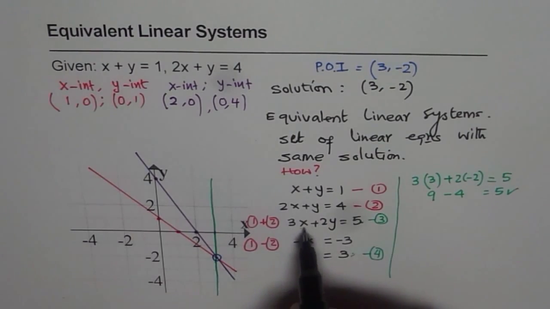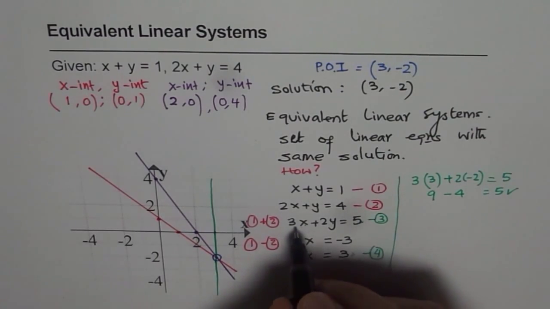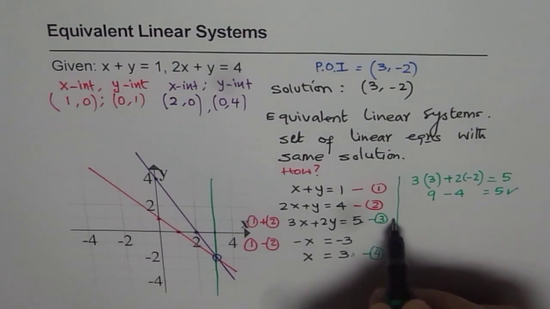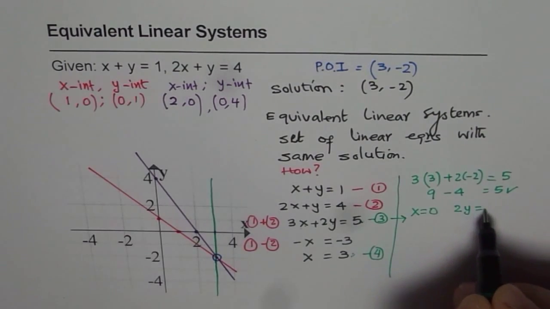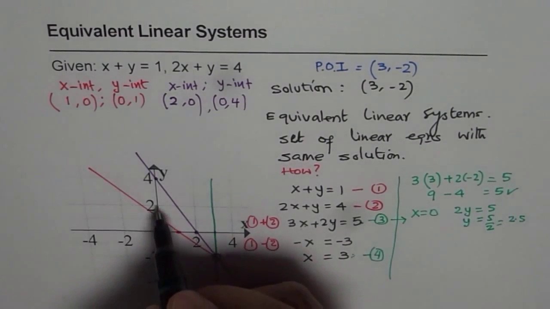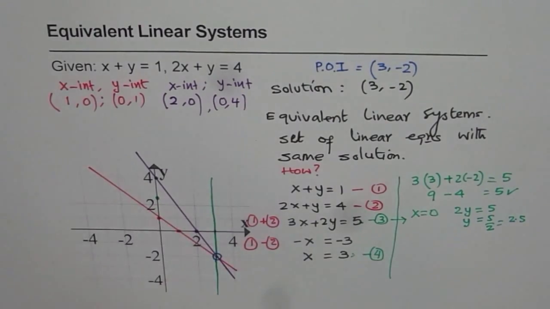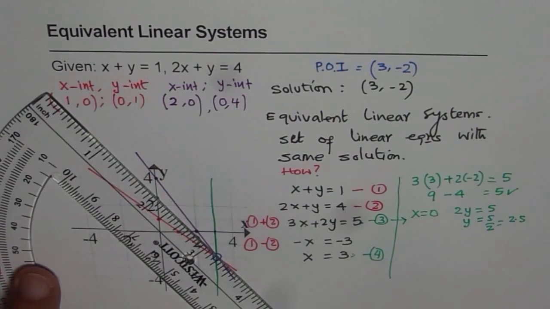Similarly, we can find another point also on this equation. If I write x as 0, I get my y-intercept as 5 by 2, right? So if I have to find the y-intercept, I can put x equals 0. Then I get 2y equals 5, or y equals 5 over 2. That means 2.5, correct? So 2.5 is a point here. Joining this with the point which we have already found, we can draw our new system.